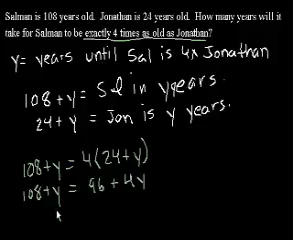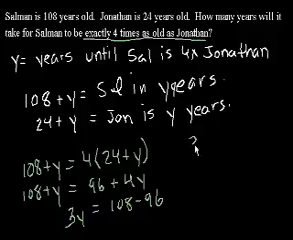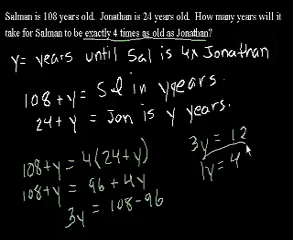And now we just solve this equation. I'm going to skip some steps because I think this part is easy for you. 3y will equal 108 minus 96. So we get 3y is equal to, what is that, 12, right? Yeah. So y is equal to 4. So our algebra has told us that in 4 years, Salman is going to be exactly 4 times as old as Jonathan. Let's see if that's true.